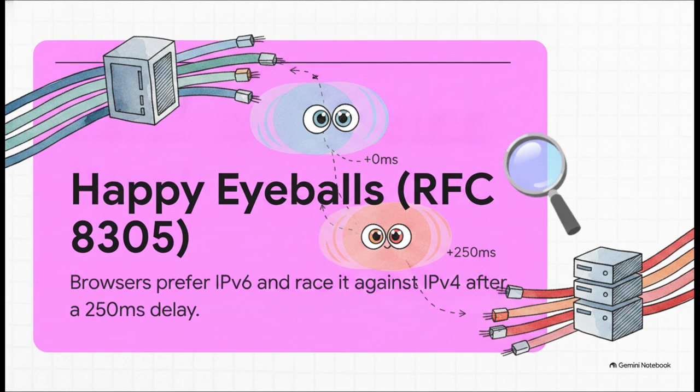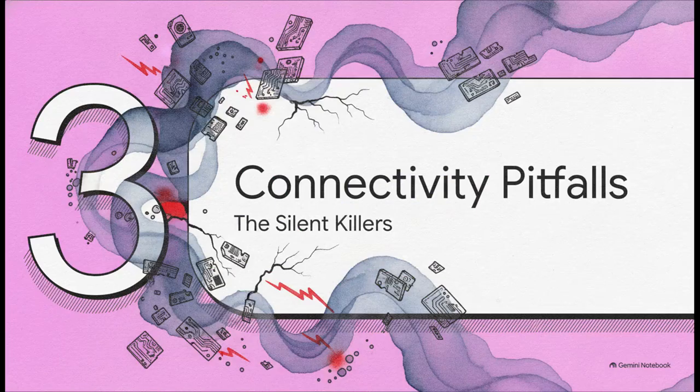So what does this mean for you? Well, a completely broken IPv6 path won't actually trigger an outage alert from your users. To them, it's just going to feel like a weird, annoying 250 millisecond lag on every single connection as it silently fails over.